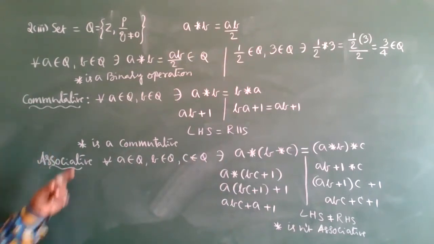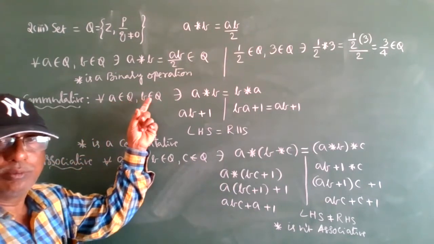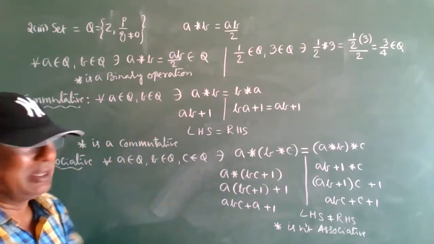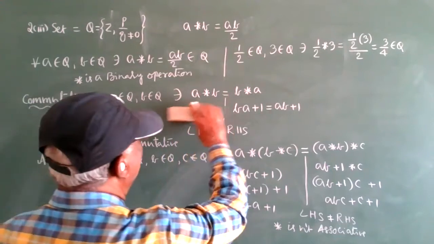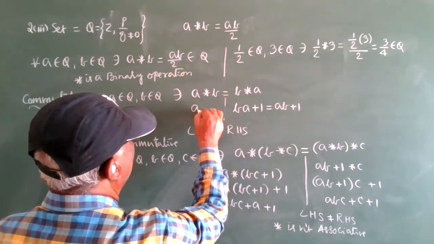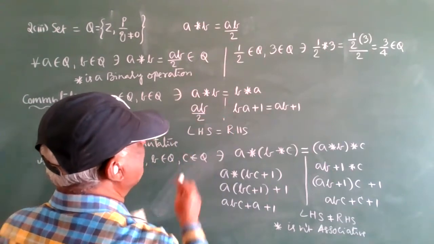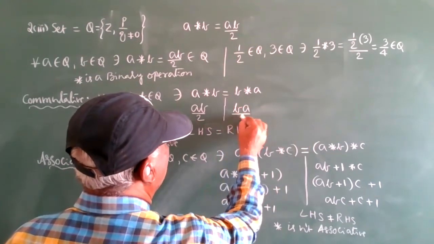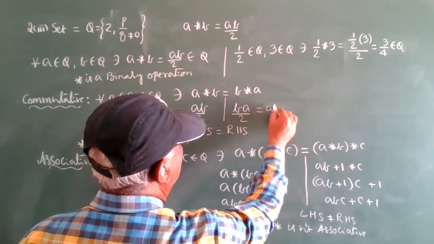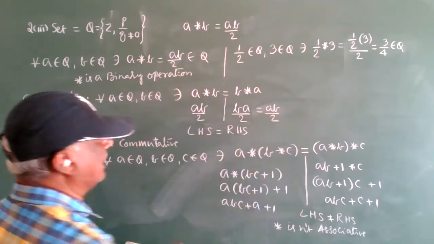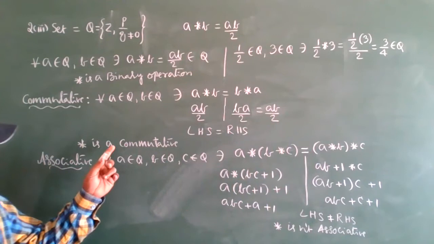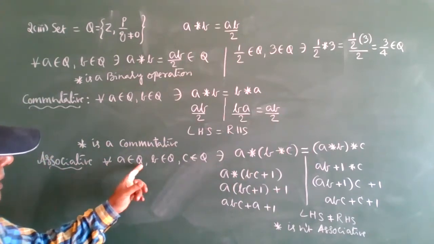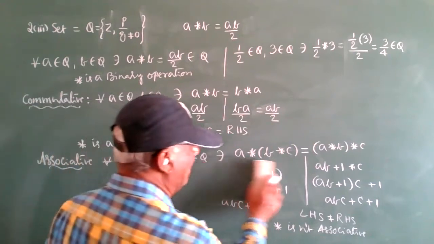Commutative check. For all A, B belonging to Q, A star B should be equal to B star A. Left side is AB by 2. Right side is BA by 2, and BA we can write as AB by 2. Left hand side and right hand side are both equal. Star is commutative.